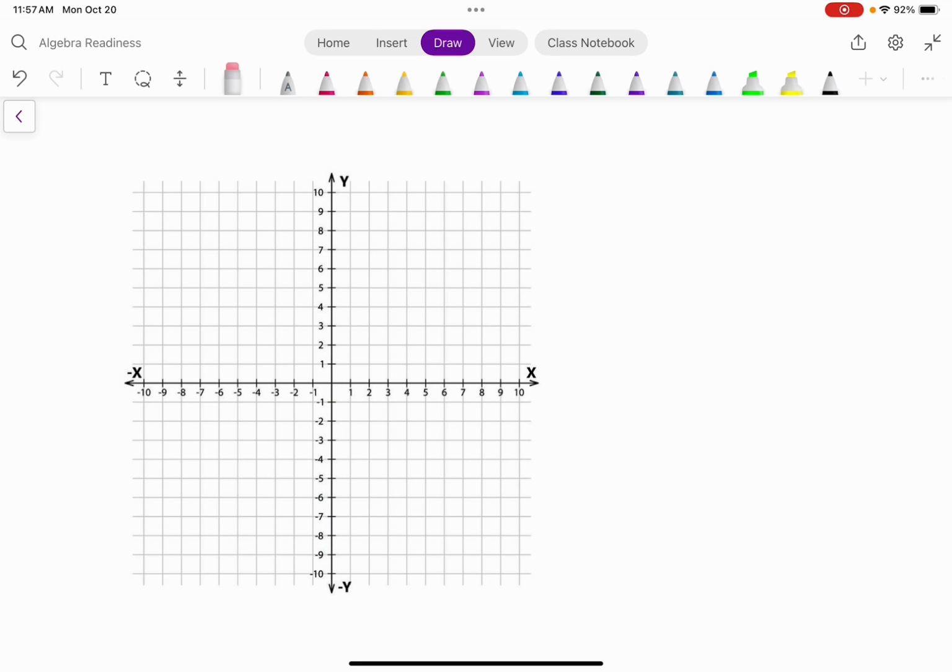Notice that these divide our coordinate plane into 4 different sections that we call quadrants. So it goes counterclockwise, where everything's positive, that's quadrant 1. Then we have quadrant 2, quadrant 3, and quadrant 4. So it goes counterclockwise, and we do 1, 2, 3, and 4.